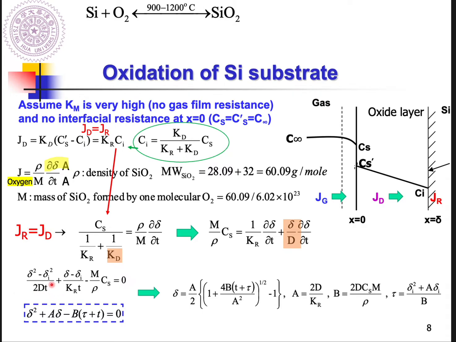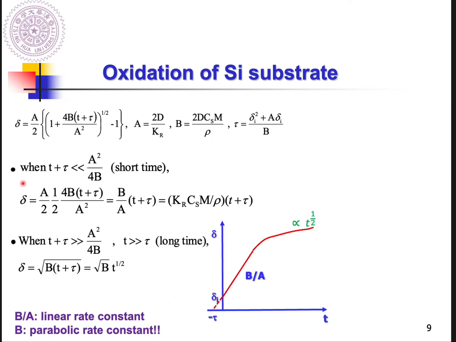So we have these equations. And after arrangement, you can use this equation to substitute this equation, and A is equal to this, and B is equal to this, and tau is equal to this. And this is easy to get the delta, right? Because you can use this solution, then you can successfully get this delta. And delta, you can get using A, B, and tau like this. Okay, so now delta is the thickness of the oxide layer. This is measurable.